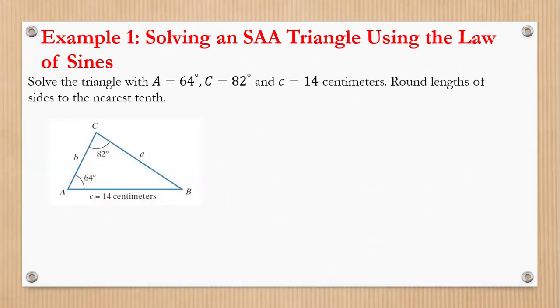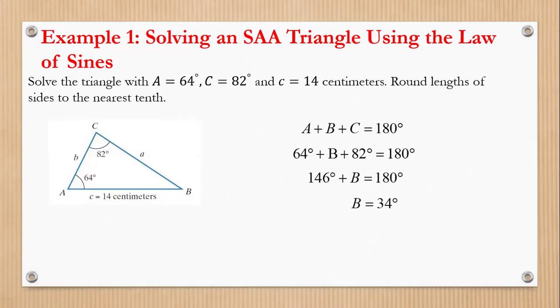We have two angles, and finding the third angle is easy because we know that in every triangle, the sum of all three angles is 180. It means that 64 degrees plus 82 degrees plus angle B add up to 180. That helps me find angle B, which must be equal to 34. So far, I found the third angle. Now I need to find the two other sides, side A and side B. And we are going to use the law of sine now.